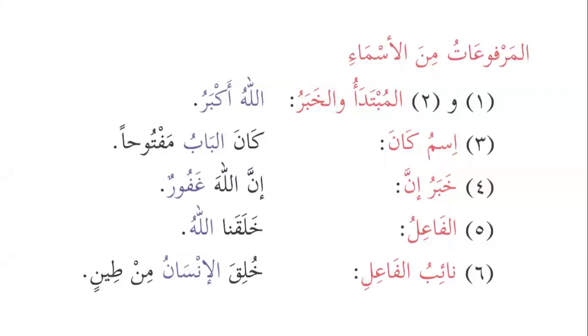المرفوعات من الأسماء. The word مرفوع, I'm sure now you are used to it, is from رفع يرفع رفعا فهو رافعٌ فذاك مرفوعٌ. So مرفوعٌ is on the pattern of اسم المفعول, the receiver of the action. The feminine form will be مرفوعةٌ, and the plural of مرفوعةٌ is مرفوعات. So this is what we call المرفوعات من الأسماء.